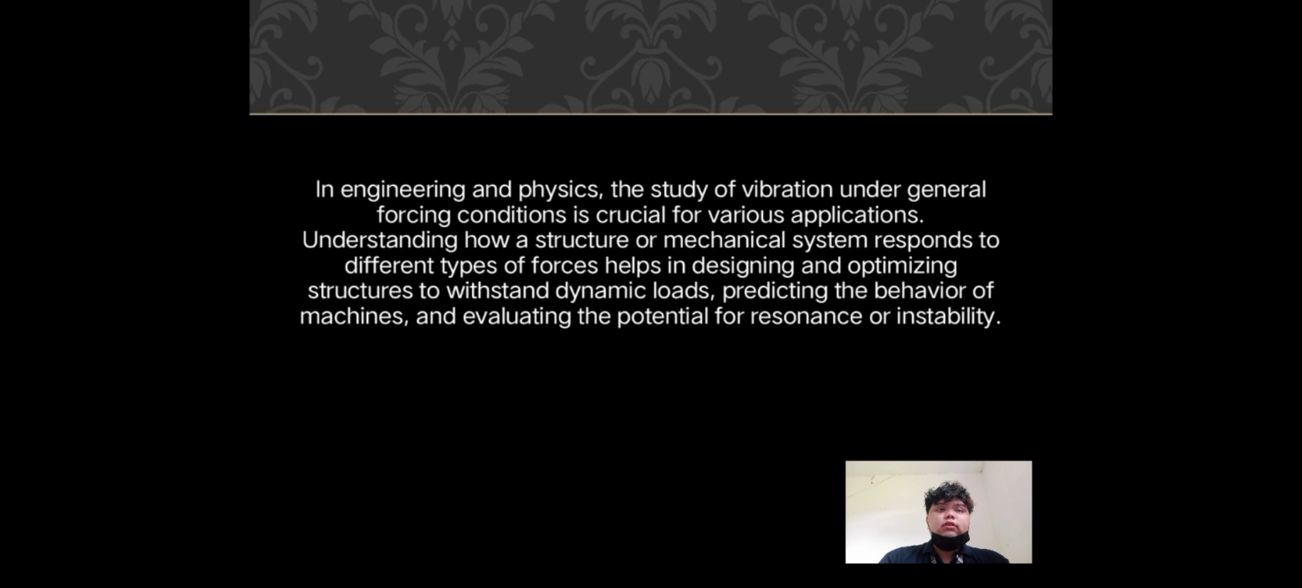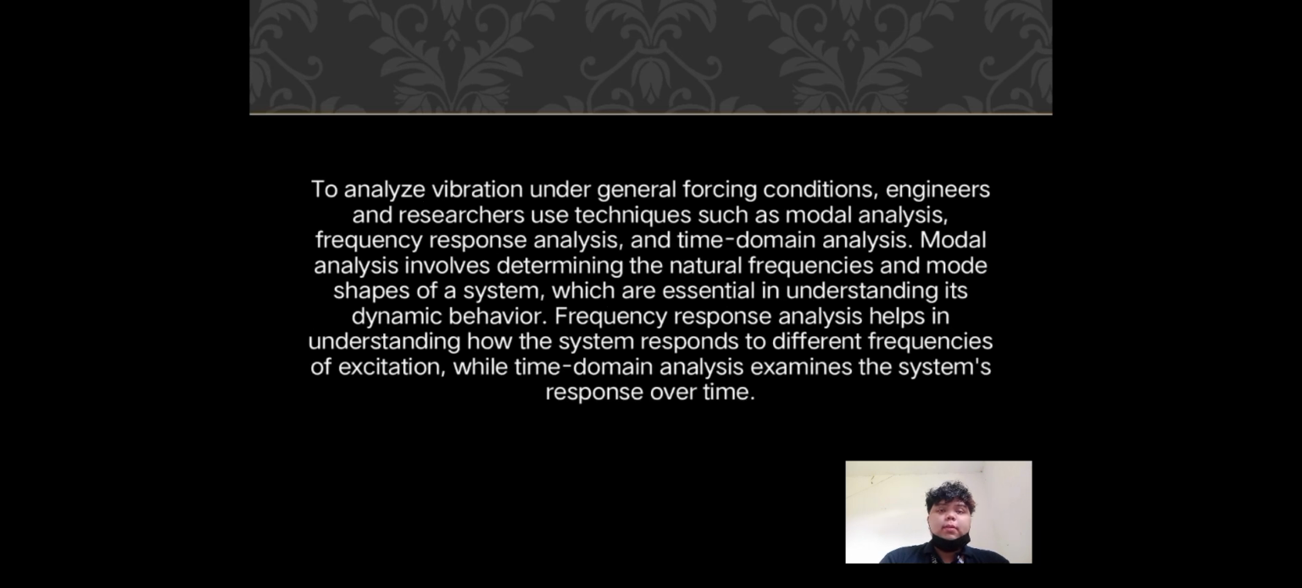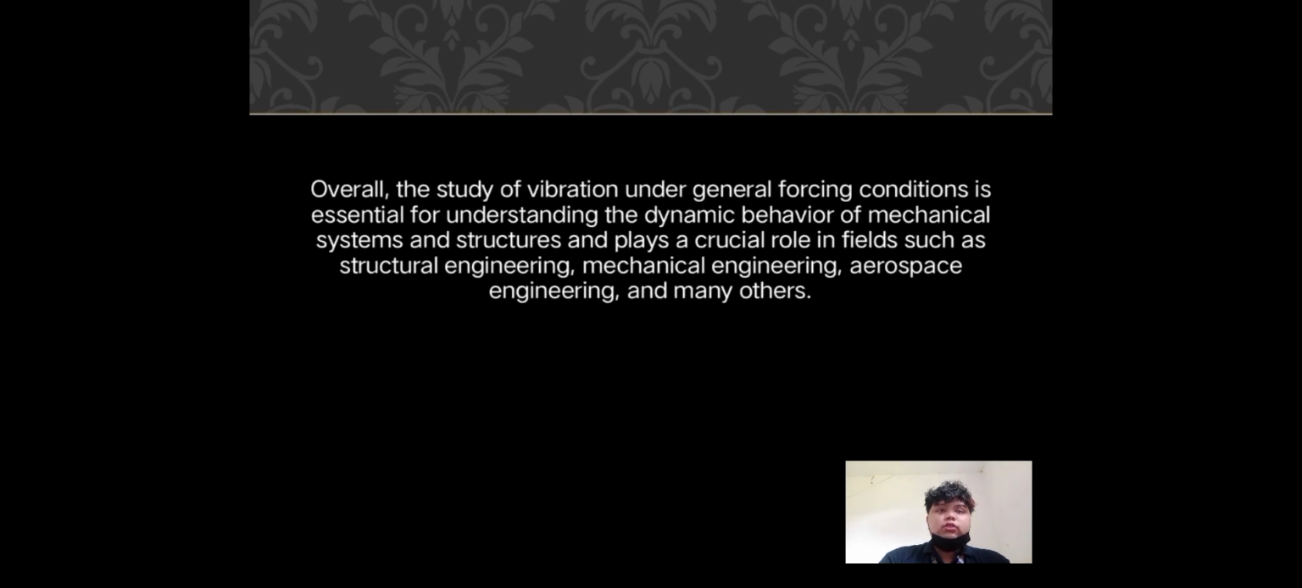Vibration under general forcing conditions refers to the behavior and characteristics of a mechanical system when it is subjected to external forces or excitations. These excitations can be of various types, such as harmonic, random, or transient forces that can occur in multiple directions. When a system experiences general forcing conditions, its response is influenced by factors such as frequency, amplitude, and phase of the applied forces. The response of the system can be described in terms of displacement, velocity, and acceleration, which are primary parameters used to analyze the vibration.